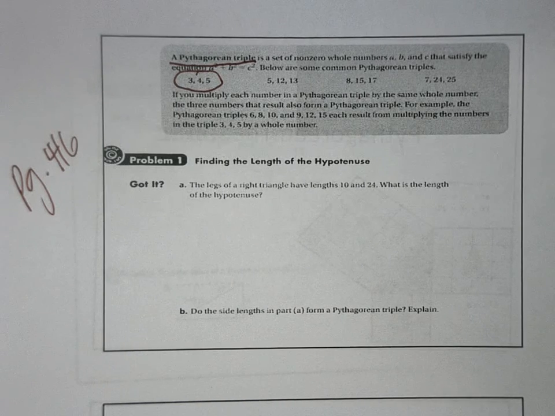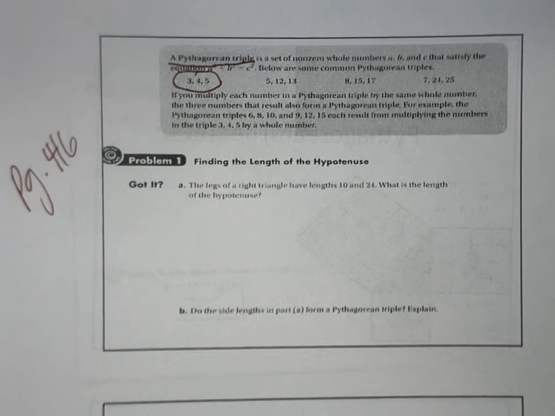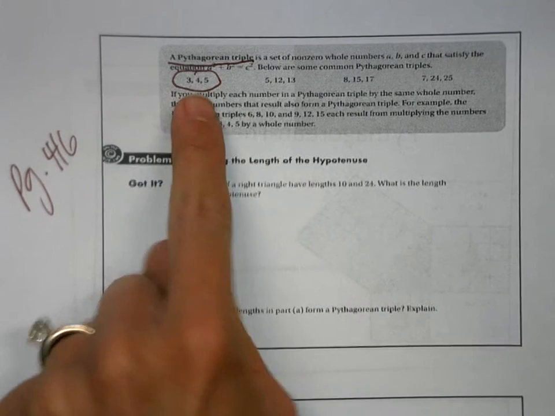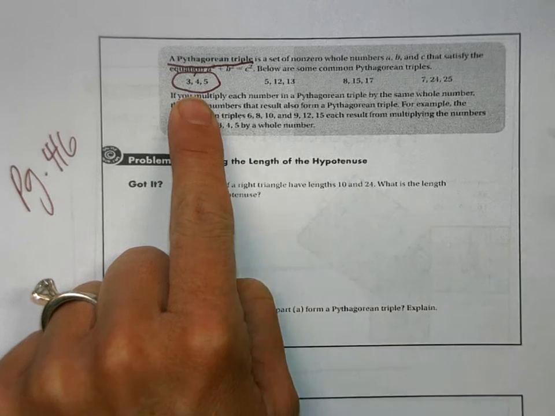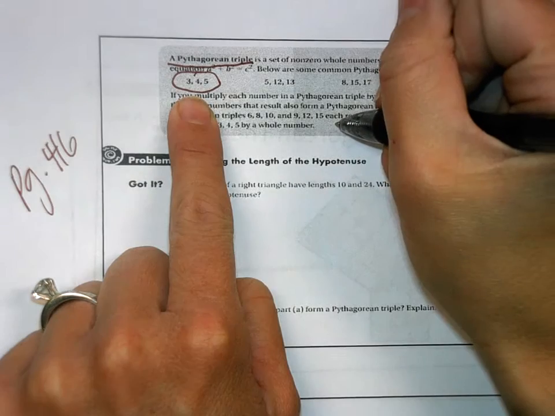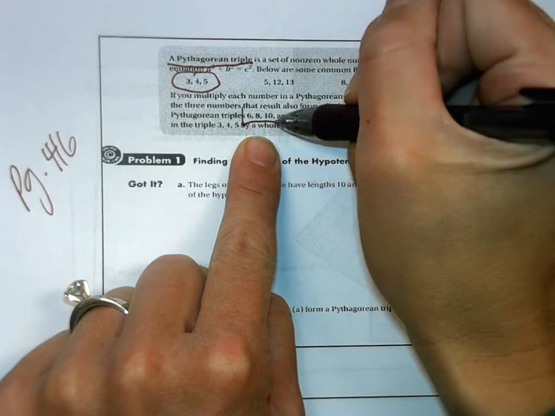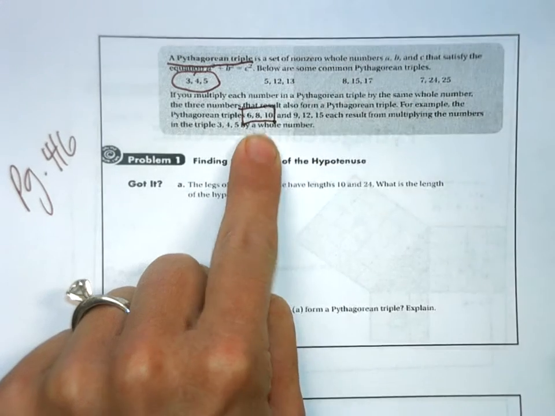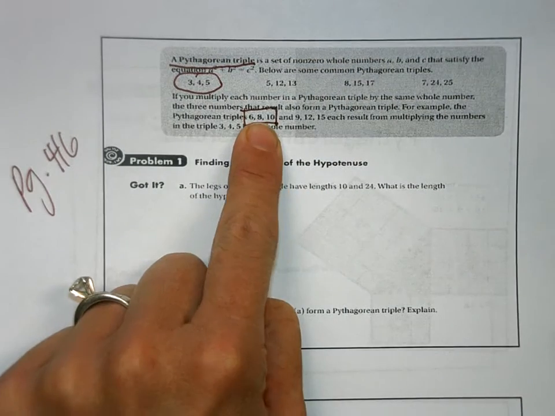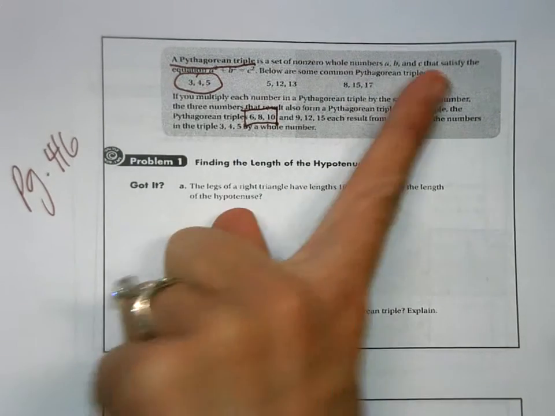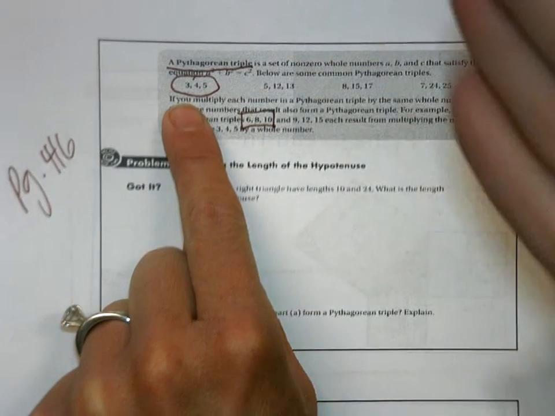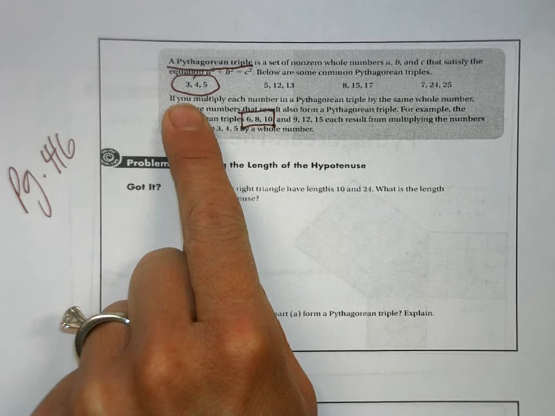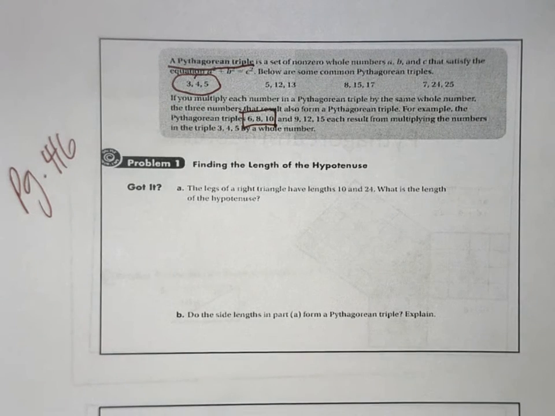If you have these triples, let's say you multiplied this one by 2, what numbers do you end up with if I multiply each of those by 2? We get 6, 8, 10. That is also a Pythagorean triple. So each of these sets, you could multiply them by any number, as long as you multiplied every single number by the same number, and that would give you a new Pythagorean triple. That would work.